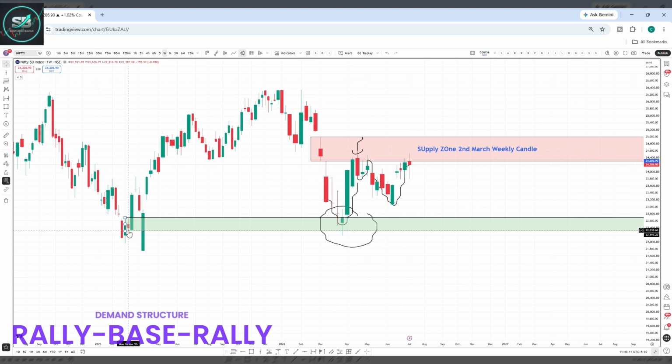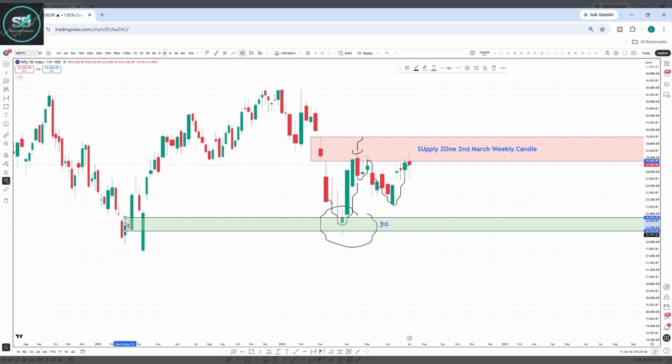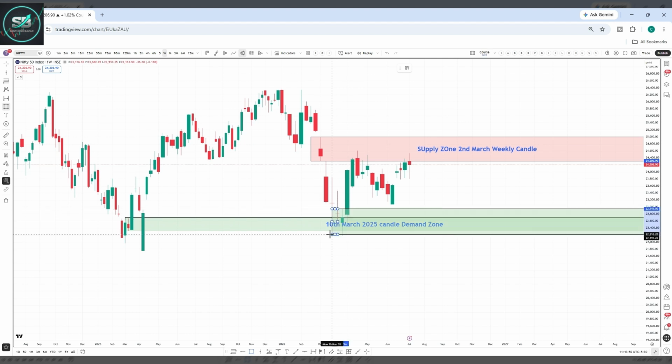Again, the 10th March 2025 candle is a demand zone. When Nifty tested this demand zone, you have seen the bounce that Nifty gave from this zone. While giving the bounce, Nifty also created another demand zone here. This is a drop, base, base, base, then a rally. So here Nifty has created another demand zone in Nifty.